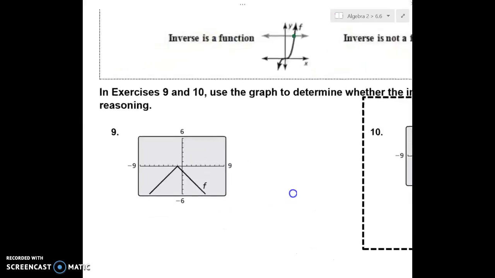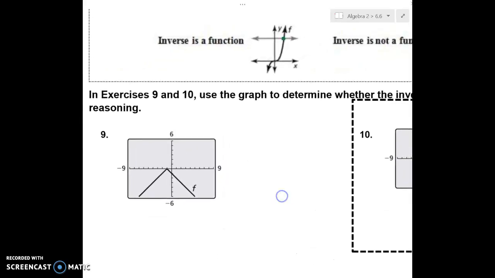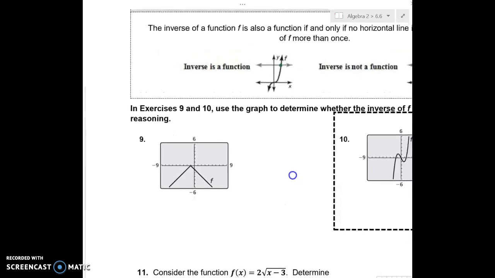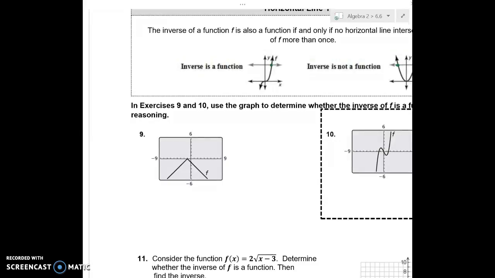Okay, now move on to number 9. We need to use the horizontal line test to determine whether the inverse of this function is going to be a function. So if we draw a horizontal line here, we can tell that it touches 2 times. So no, the inverse is not going to be a function because this function does not pass the horizontal line test.